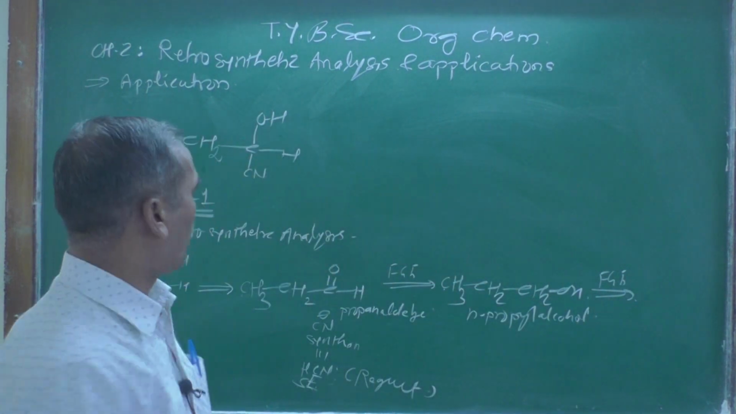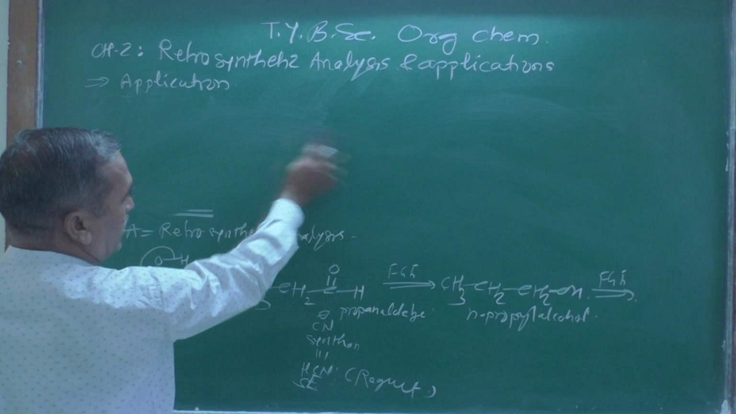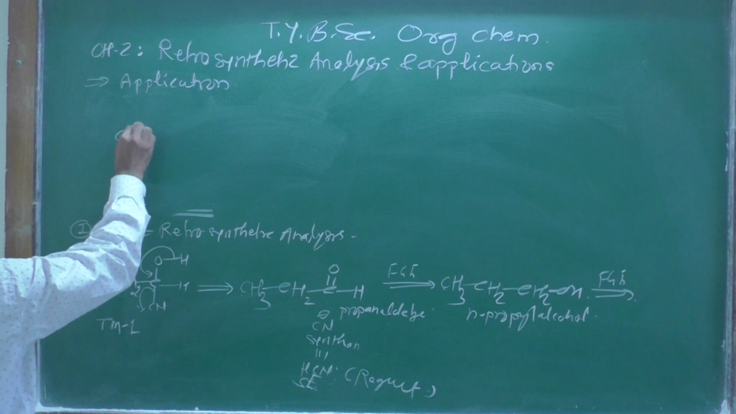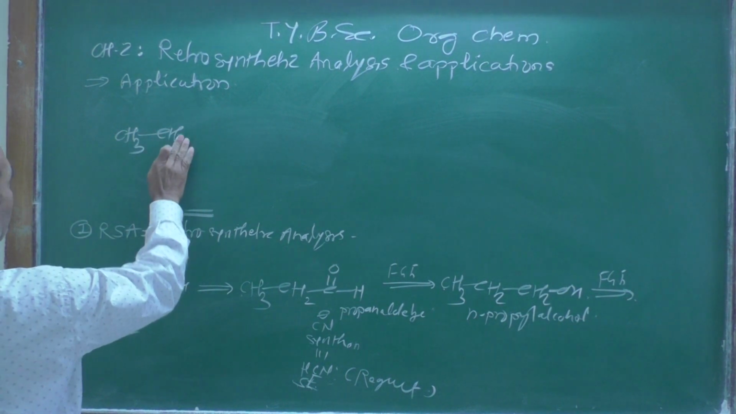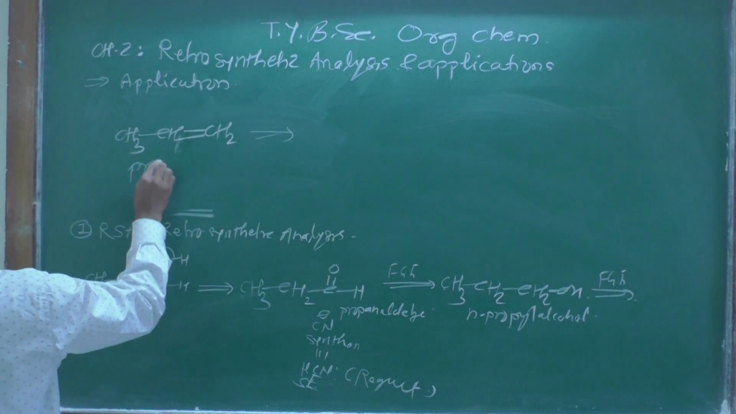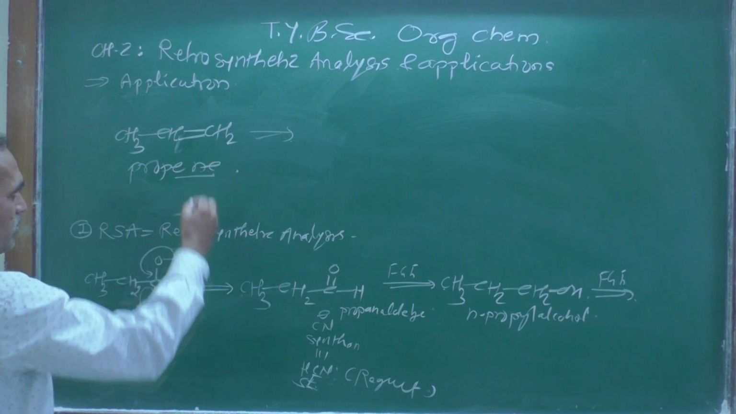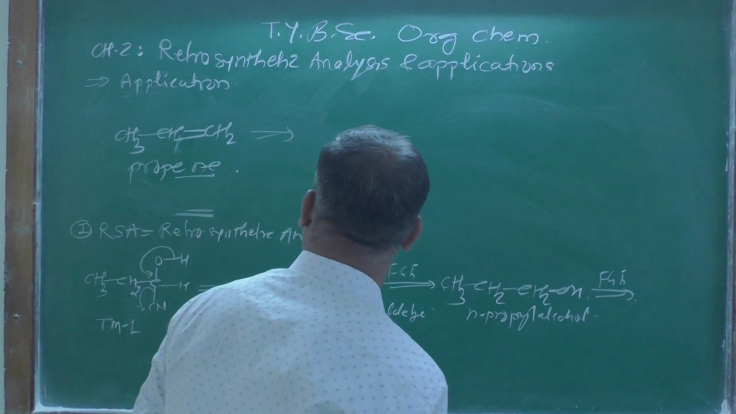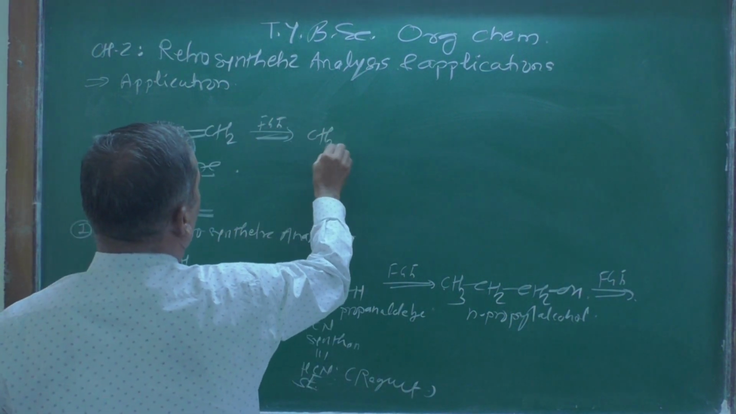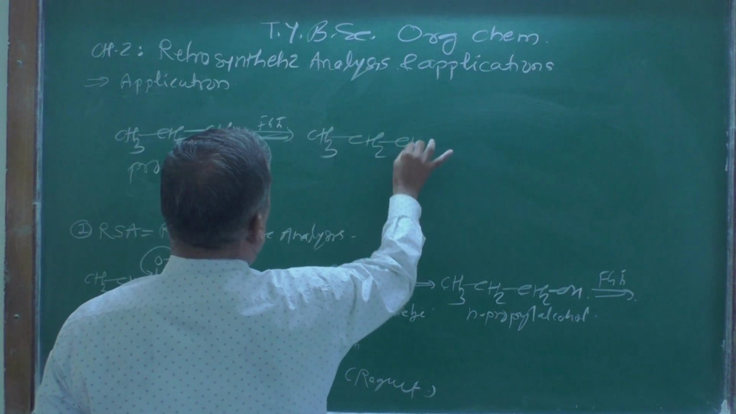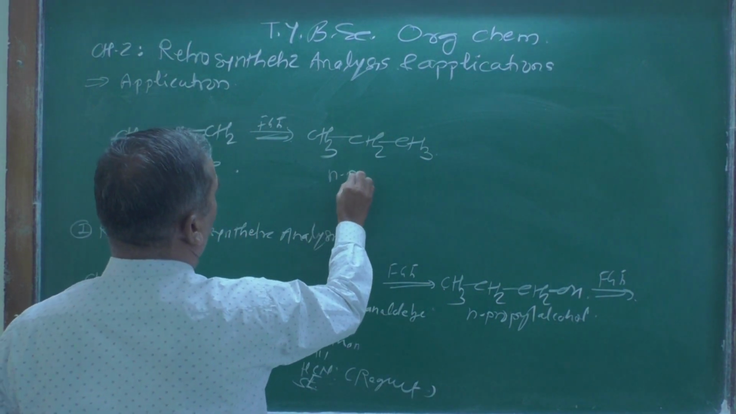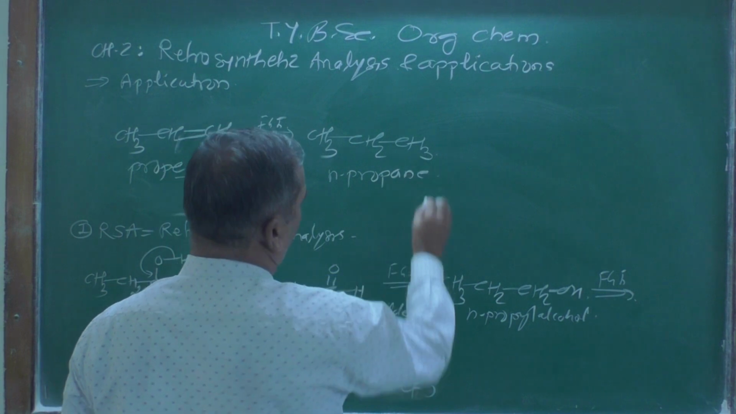Let me clean this target molecule over here, and now I am writing this one as CH3, CH double bond CH2, and this we can call propene. Everybody knows that, right? Propene contains a carbon-carbon double bond, and this propene again we can do as a functional group interconversion, and it can be obtained from CH3CH2CH3. That is propane, right? N-propane over here.